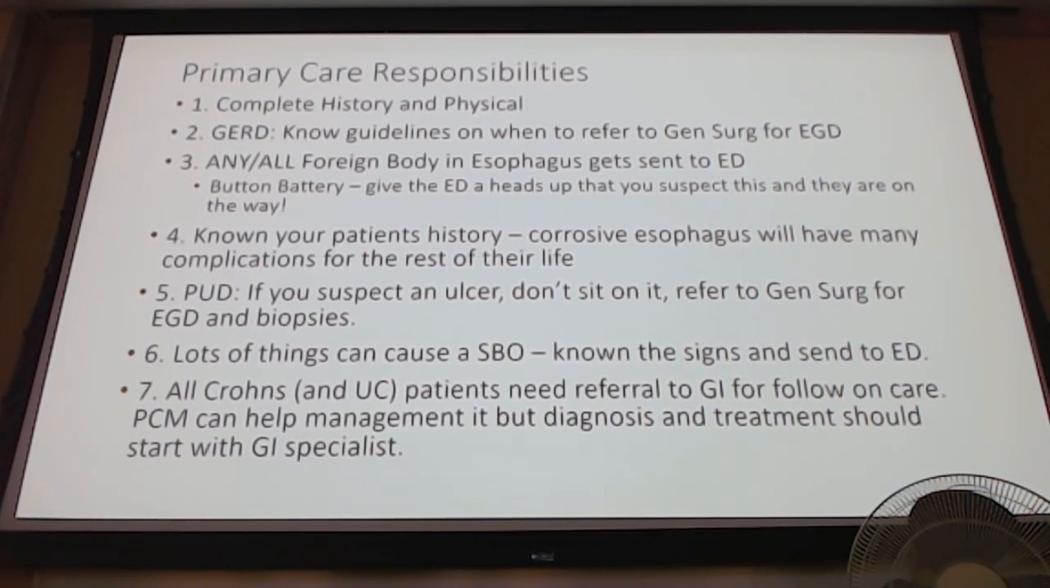Okay, if they come to you and they've been on a PPI for years and they've never had an EGD before, send them to general surgery. They need to have it done. Because most of the time, if they're needing that much for that long a period, there's something else going on, and most likely either there's something else going on or we're missing their esophageal cancer, okay? Because they're relying on that PPI to keep their symptoms in control.